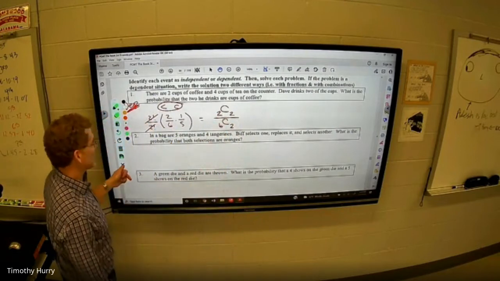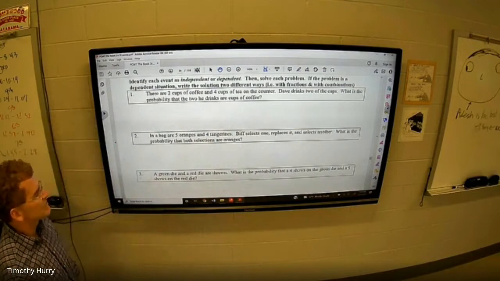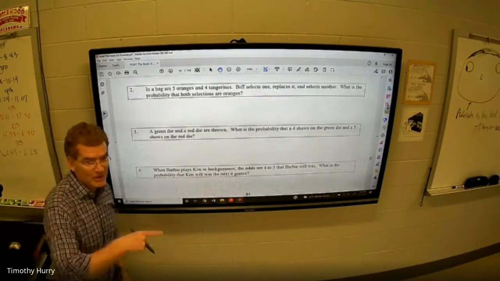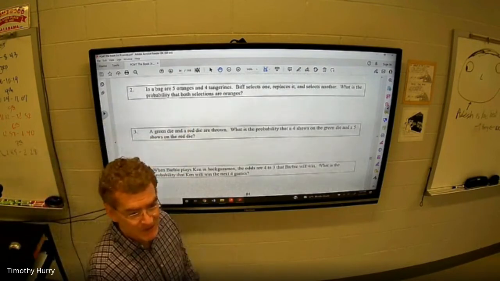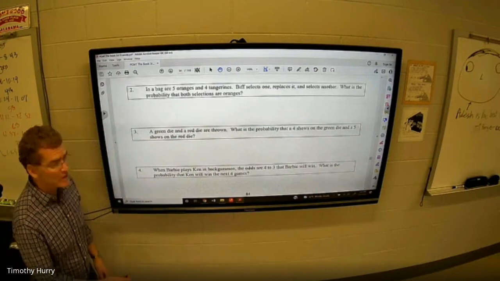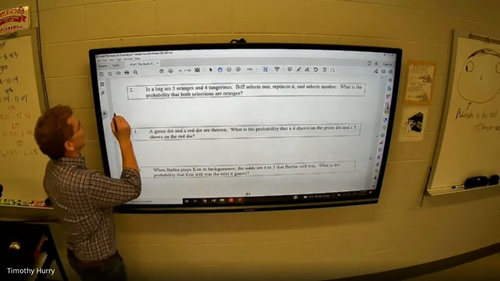All right, what about in a bag are 5 oranges and 4 tangerines? Biff selects one, replaces it, selects another. What's the probability that both selections are oranges? Because I put it back, we call that with replacement. This now becomes a what? An independent situation. So if it's independent, what can I not use?